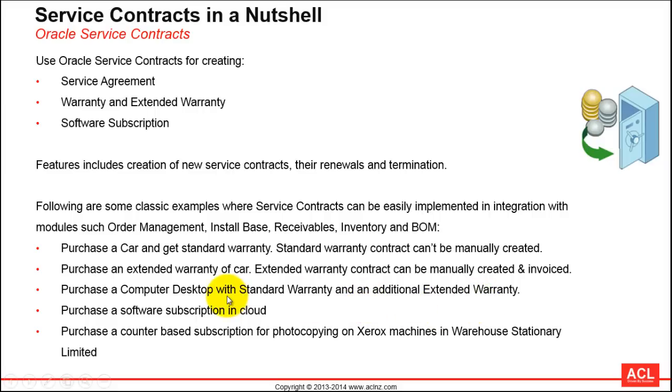So in this case, all you've got to do is create two sales order lines, one for the item itself, which will automatically create a standard warranty service contract in the service contracts module, and the second line you've got to create for the extended warranty, and that would create a separate service contract in the service contracts module. But when it comes to invoice generation, you will have only one invoice which will contain details of the item purchase plus the purchasing of extended warranty.